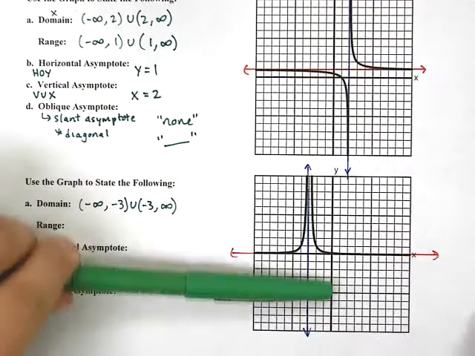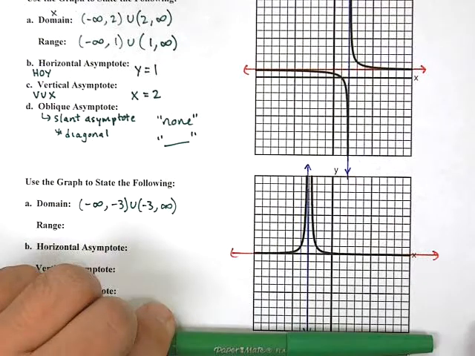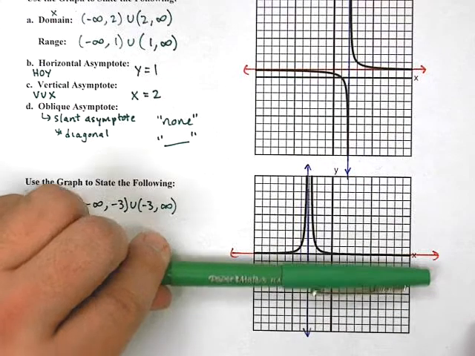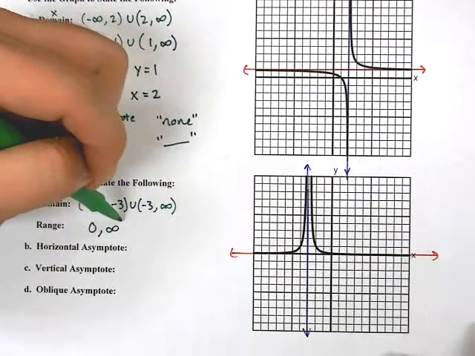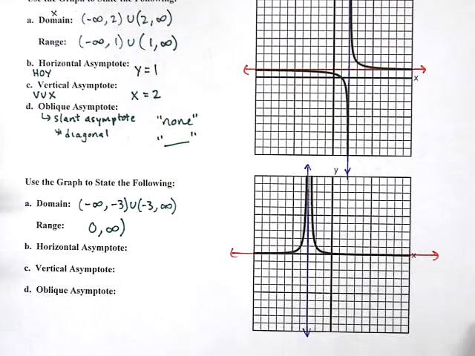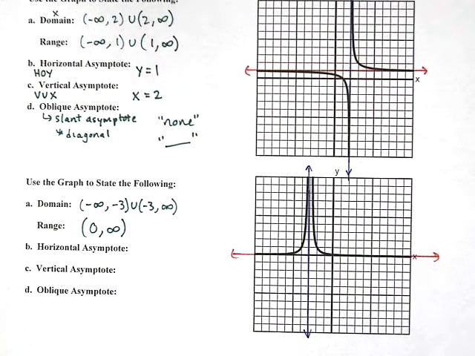All right. Now range is a little different on this one. This is all above the x-axis. So what am I going to have to say here? I have nothing until here, and then I go up forever. So it's 0 to infinity, and just be careful. Remember, is it ever going to actually hit 0? No. So we have to use a parenthesis, not a bracket.